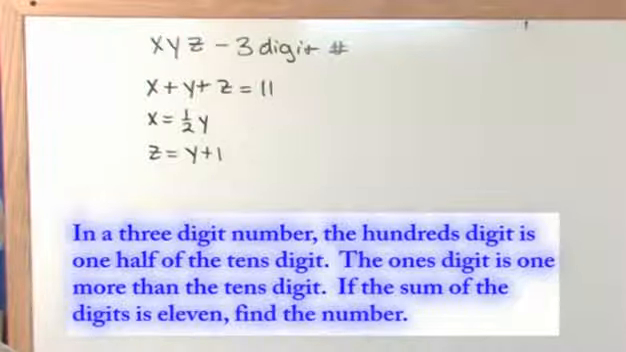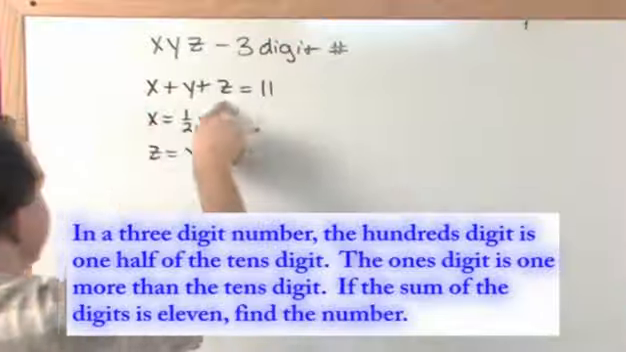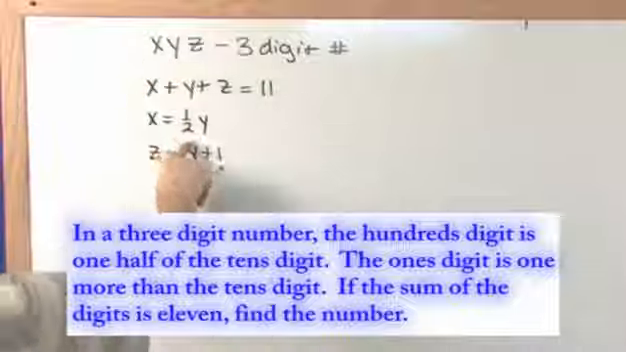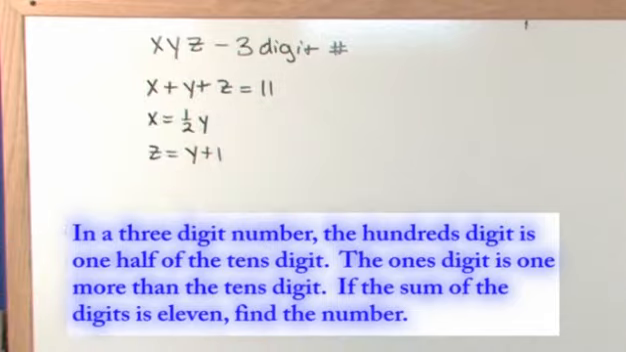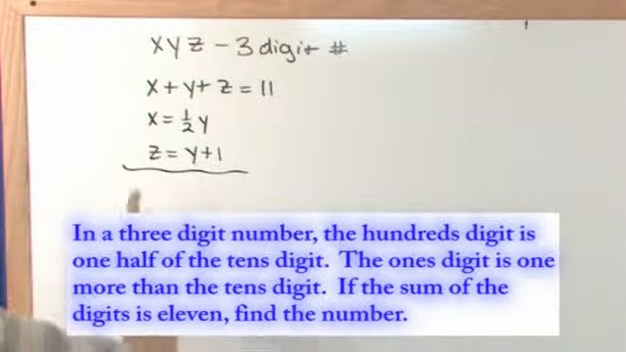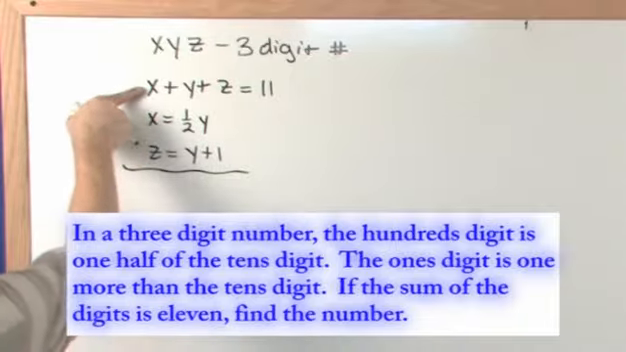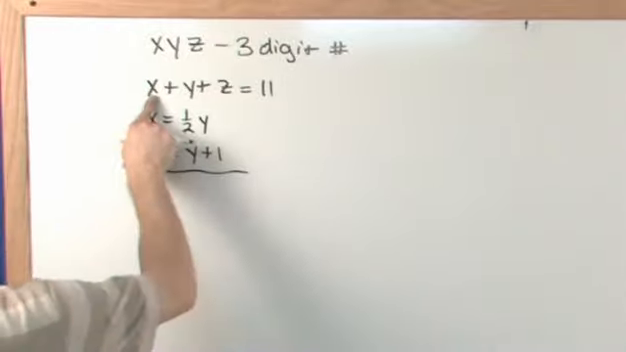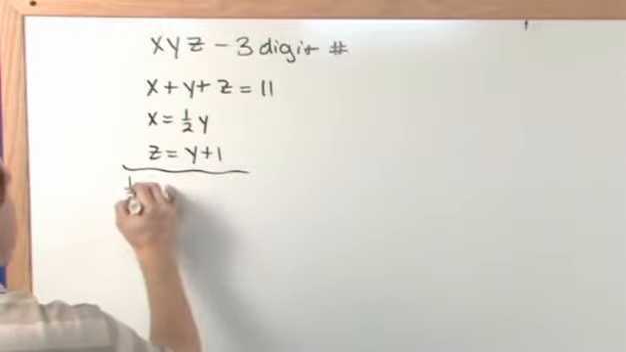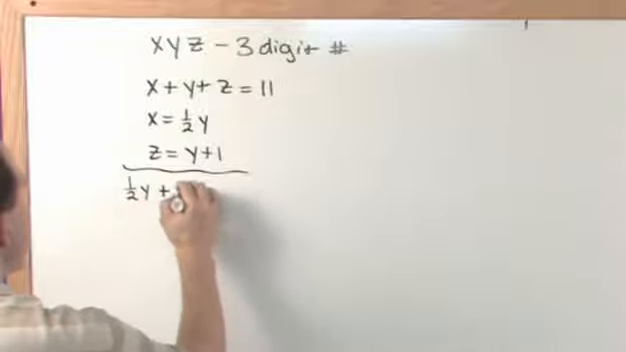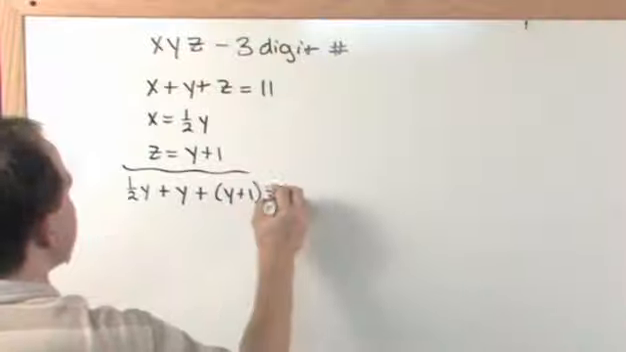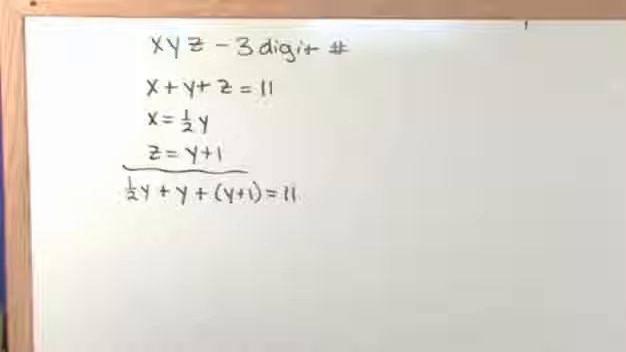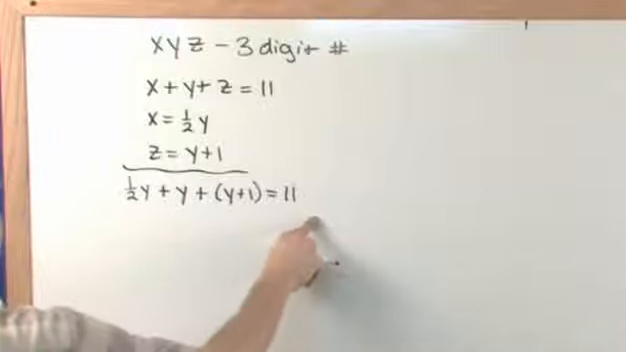Okay, so I think we have all of our information. We have 3 equations and 3 unknowns. The sum of the digits must be 11. The hundreds digit is 1/2 of the tens, and the ones is 1 more than the tens. Okay, so there's a lot of words, but when you write it down, it doesn't look so bad. This is 3 equations and 3 unknowns, so how will we solve it? Let's take these 2 equations and plug them into the first one. Okay? X is given by this, we'll just plug in 1/2 y plus z will plug in as y plus 1 is equal to 11. All we did was take these 2 and plug them in. Now let's solve for y.